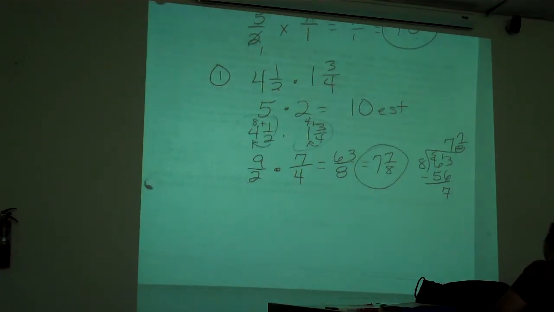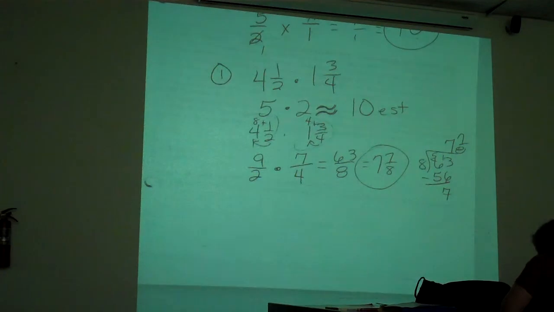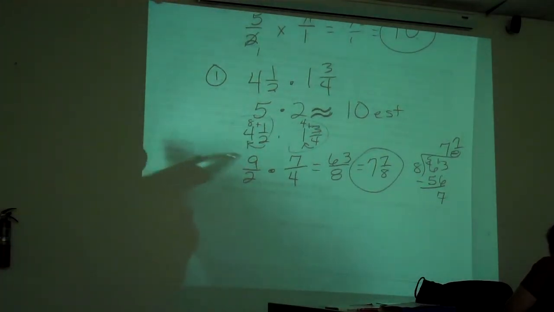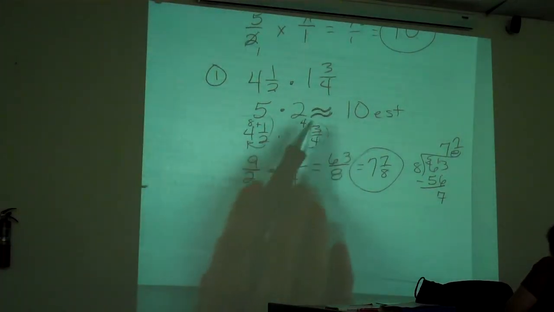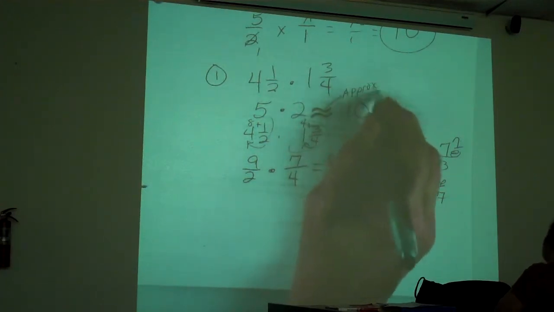Did you want us to use that little squiggly line that we're supposed to use as a symbol? Yeah, a squiggle would be better here. This is approximately 10. That would be better than putting an equals for our estimate. So you use that little sign instead of equal. It means approximately.